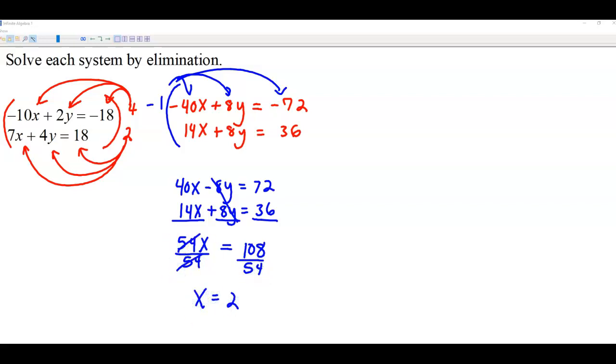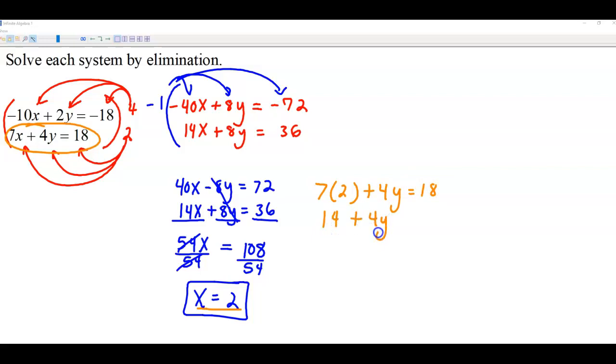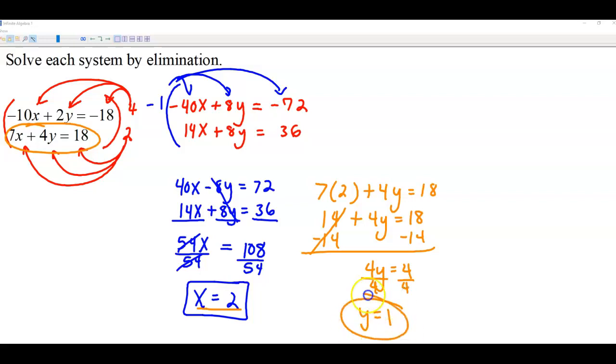And I get 2. So that's how we find the first variable. Now to find the second variable, you're going to take your answer, x equals 2, and plug it into one of your original equations. I'll use the bottom one there. So I'm going to replace x with 2. And from there, we just go ahead and start solving for y. And there's y. Okay, so that's the elimination method.